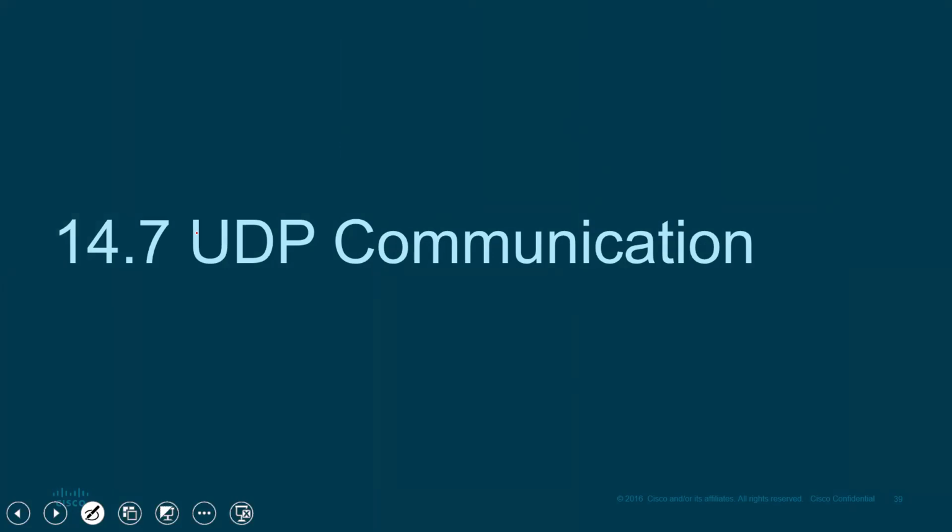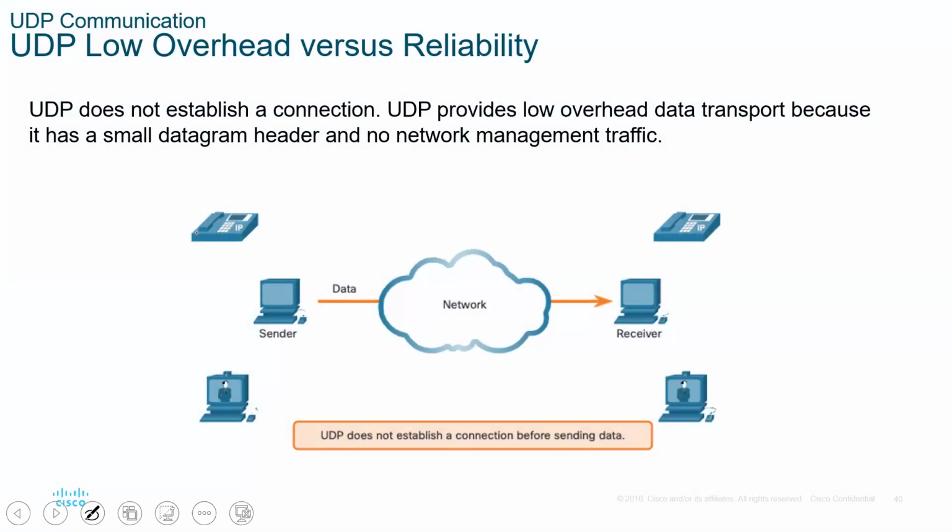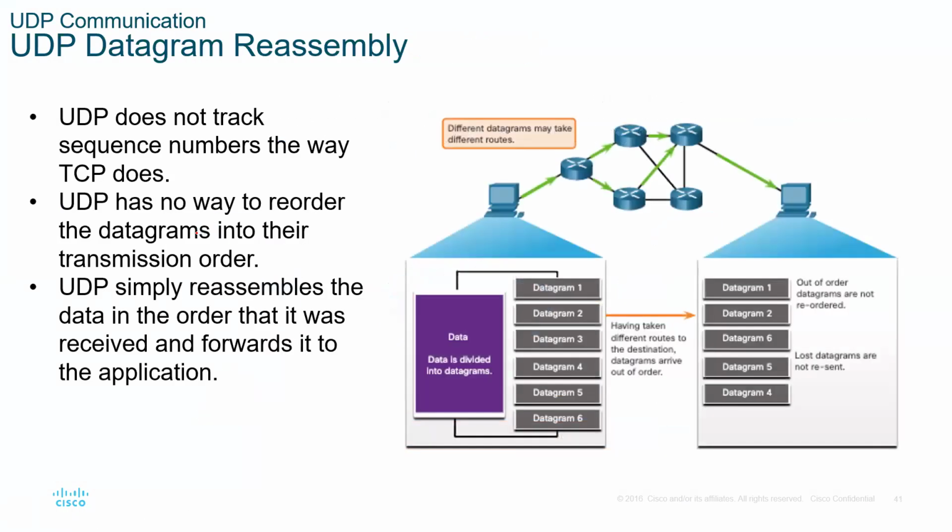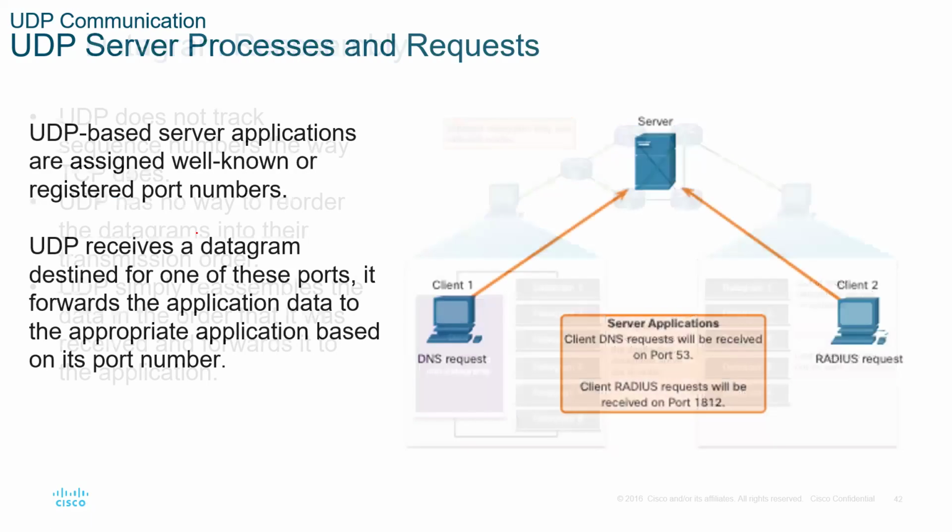All right. So finally, we go to UDP communication. UDP does not establish connection. UDP provides low overhead data transport because it has a small datagram header and no network management of traffic. UDP does not track sequence numbers the way TCP does. UDP has no way to reorder the datagrams into their transmission order. UDP simply reassembles the data in the order that it was received and forwards it to the application.